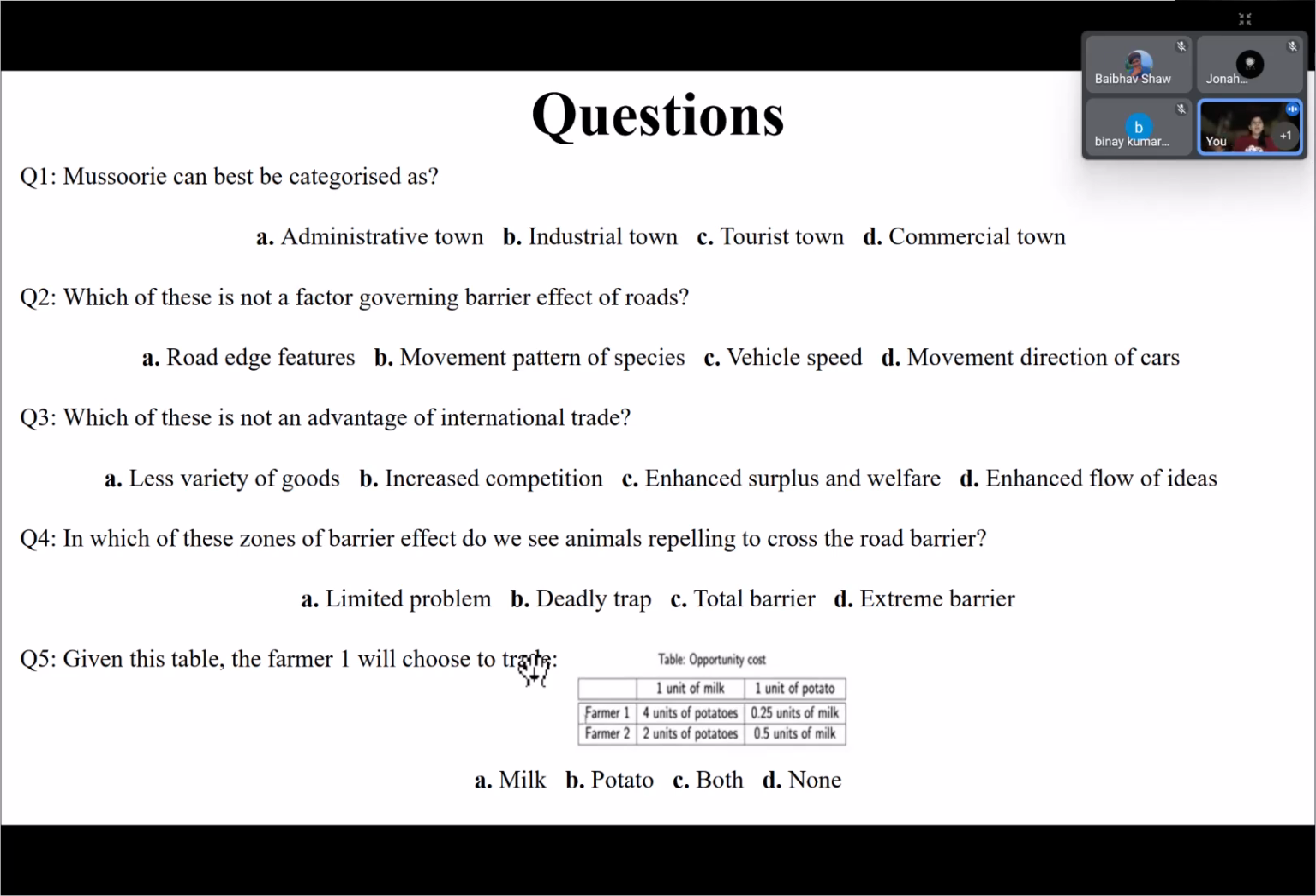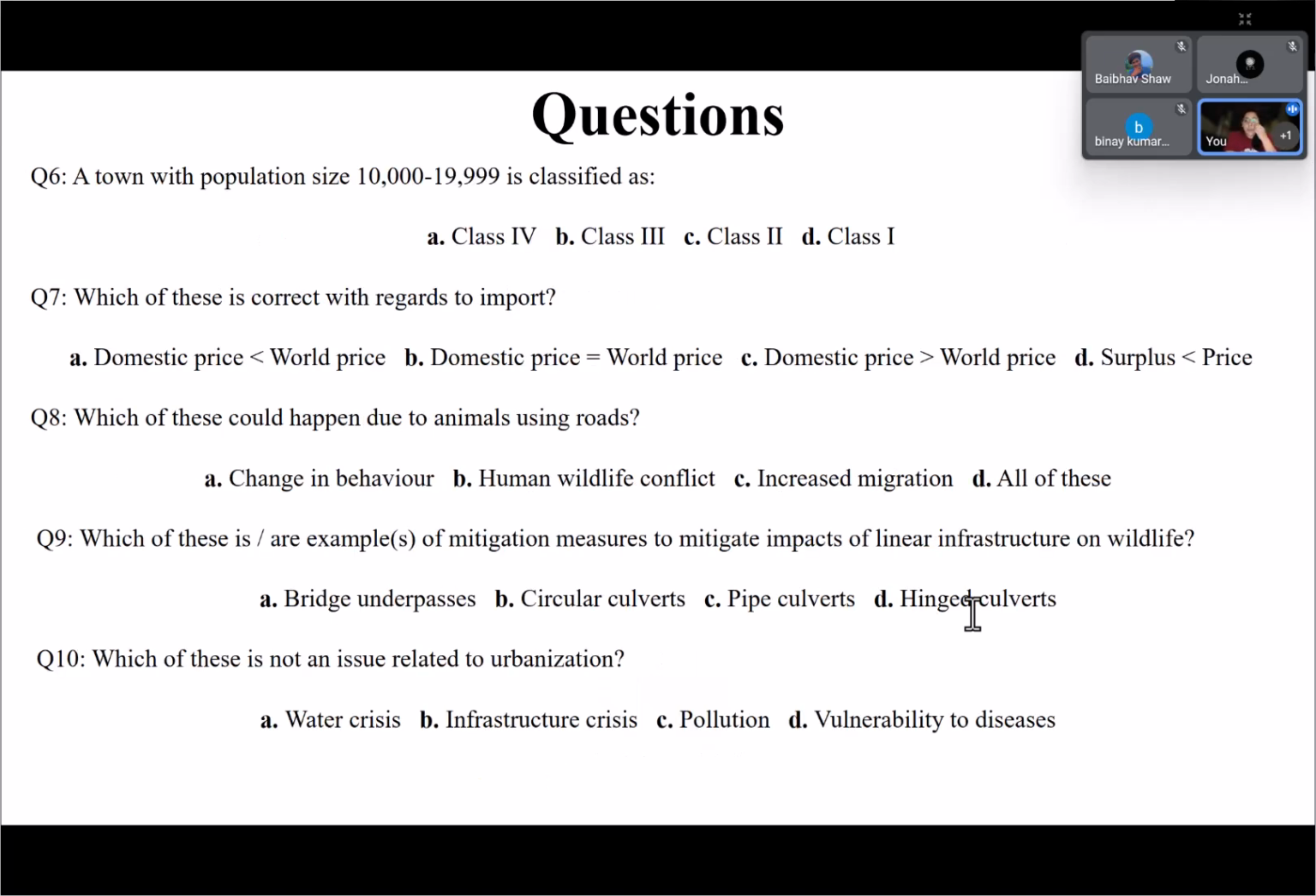And this question here, or this table here, was discussed in the problem solving session in the lectures. Based on this table, you can determine which farmer will go for what kind of trade, right? So this you do please look into. And then, as I mentioned, the first question here talks about the classification, and all the others we have already discussed so far, right?